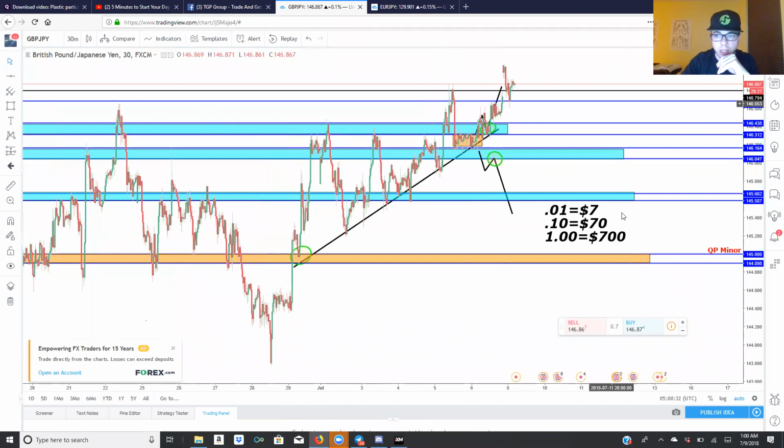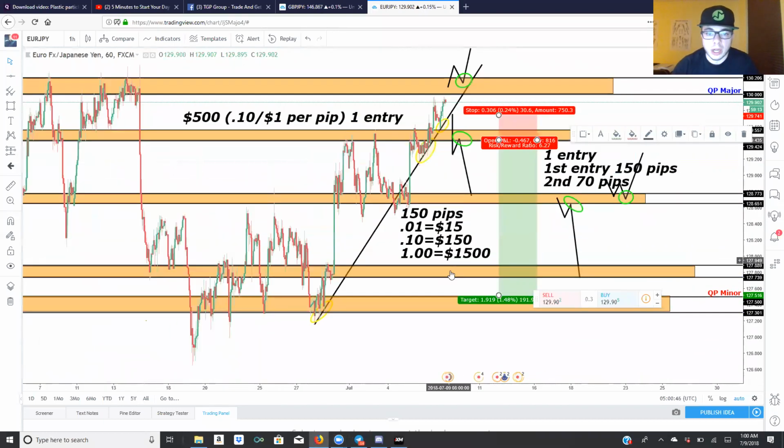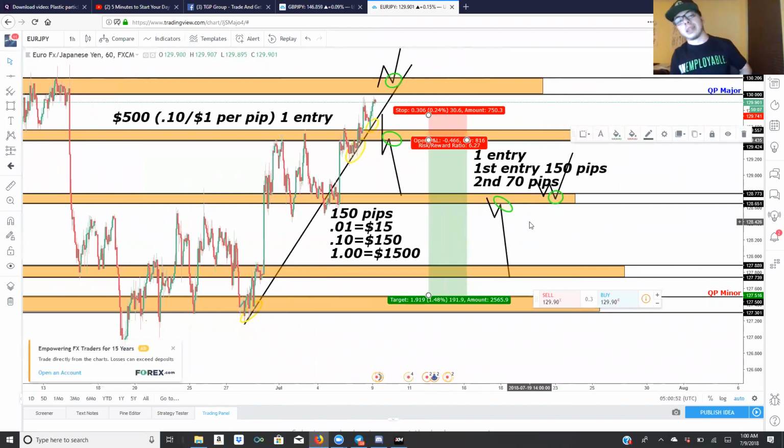Let's see if the chat will even pop up. Trying to see how we are picking our major QPs. All right, good question. So for your major and minor QPs, when it comes to GJ and EJ, I can do this for other pairs too, but I'd like to stick to the pairs that I know. I can do pip counts all day long on every single pair, but I'd like to just mark up the pairs that I only trade, right?